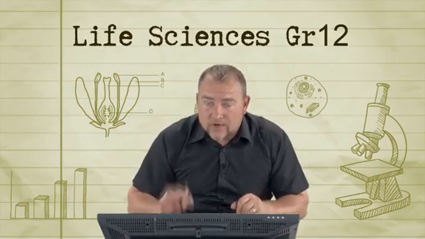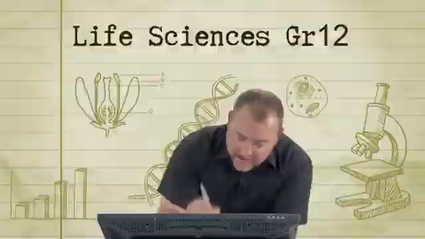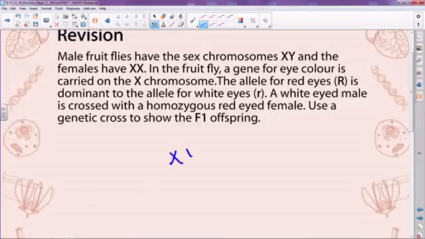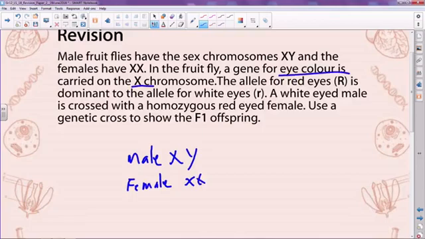Okay, let's see how you did with this. Okay, very simple. This is quite a cool one and a simple one. Okay, it's not a dihybrid cross. It's a monohybrid cross. Okay, simple. We have an X and a Y, which is male, right? And we have a female, which is XX. Okay, and they said that the carrier of the gene for eye color is carried on the X chromosome. So we're having a look at the X chromosome.